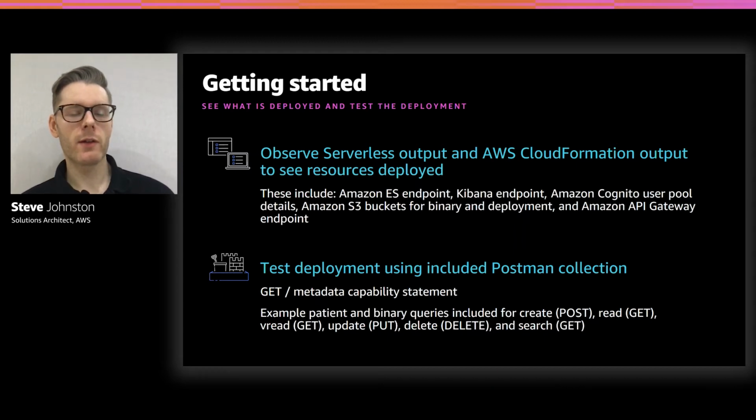To get up and running straight away, we include in the repository some Postman collections. This means right from the get-go, you can go ahead and start posting queries to the FHIR API. These include the /metadata, which will get you the capability statement from the server. We also include sample queries for patient and binary endpoints for interactions such as create, read, a versioned read or vread, update, delete, and also to search using various different queries with different HTTP verbs.